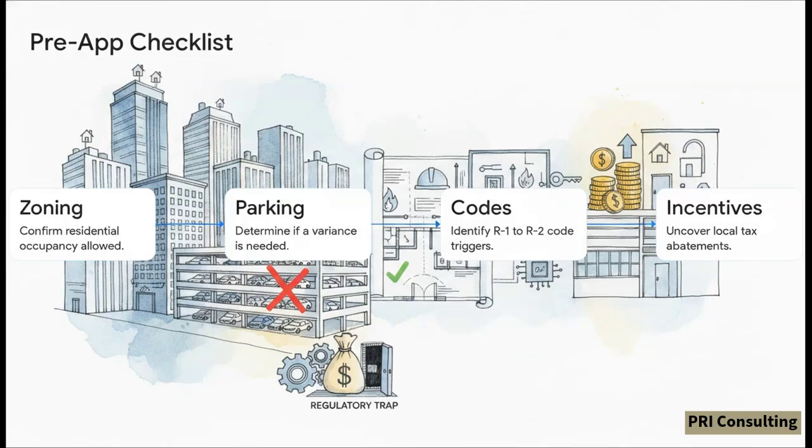2. Will the city accept existing parking, or is a formal variance required? 3. What specific building, fire, and energy code triggers occur when switching from R1 to R2? And 4. On a positive note, are there local tax abatements or adaptive reuse incentives available? You absolutely need these answers to ensure your calculated arbitrage isn't actually just a regulatory trap.